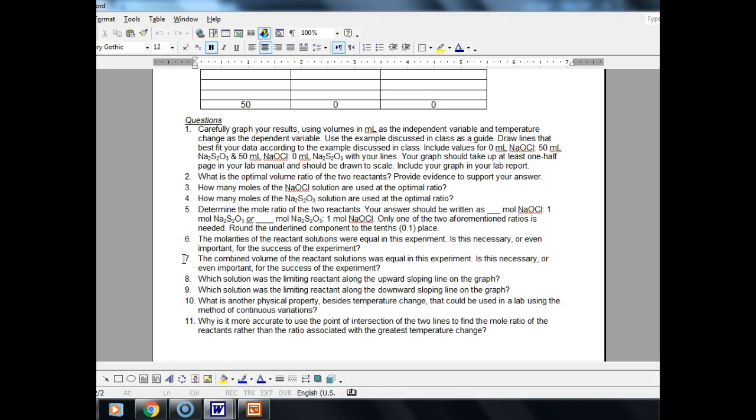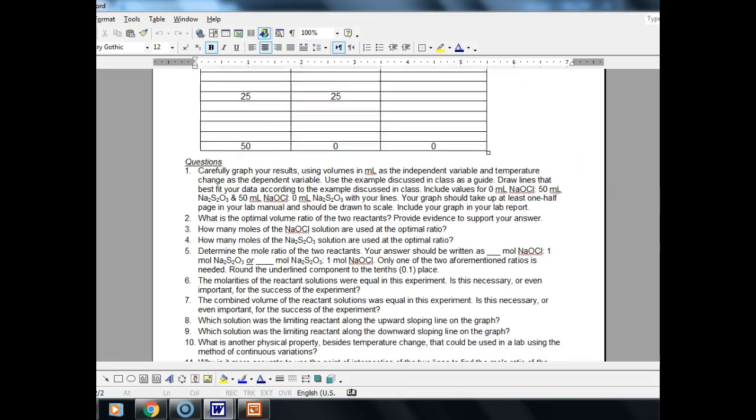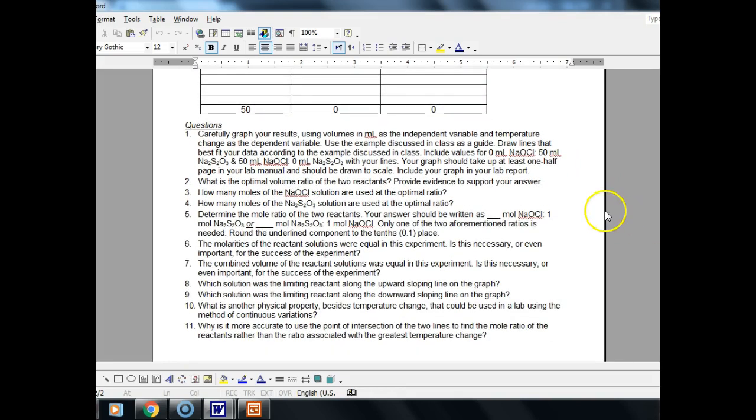Same thing for number 7. It says the combined volume of the reactant solutions was equal in this experiment. I talked to you a little bit about that when you were collecting your data. The volume combined of the two was always 50 mils. It didn't matter which combination you had. And we measured the temperature change associated with that 50 mils. What I want you to remember about temperature is that it is an extensive property, and that the temperature change is going to be dependent on how much of those materials that you have.